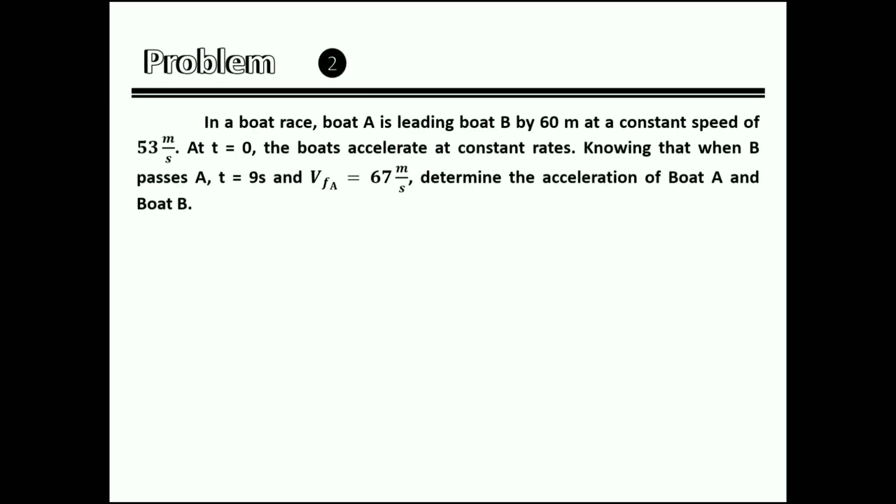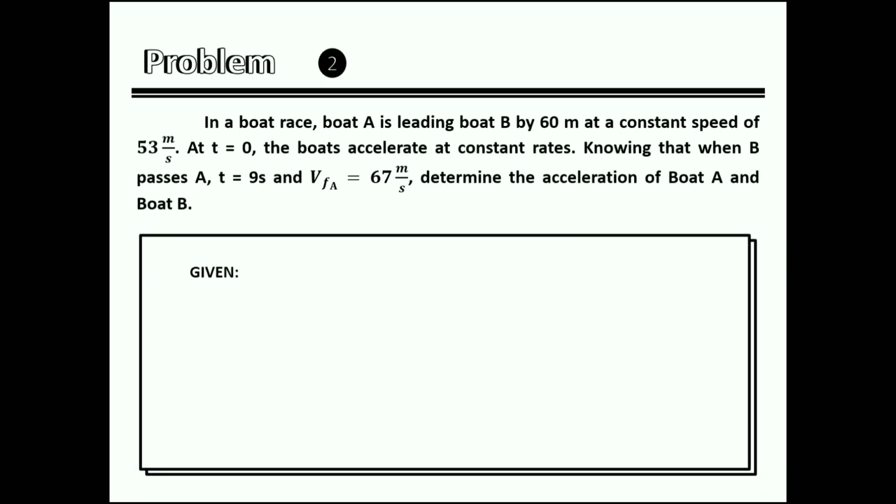Problem 2. In a boat race, boat A is leading boat B by 60 meters at a constant speed of 53 meters per second. At t equals 0, the boats accelerate at constant rates, knowing that when B passes A, t equals 9 seconds, and v_f of A equals 67 meters per second. Determine the acceleration of both A and B.